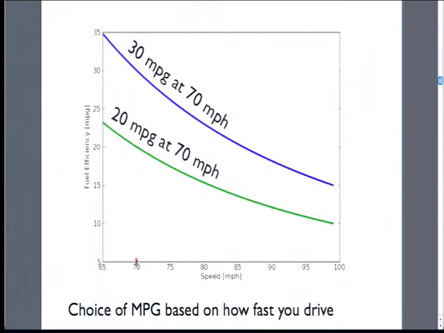So if you have a car and you go 70 miles an hour, that car gets 20 miles per gallon. If you go 85 miles an hour, which is a normal speed, or if you go 80 miles an hour, which, like, you know, that left lane, you're getting 25% less miles per gallon. You're choosing to consume more gas the faster you go.